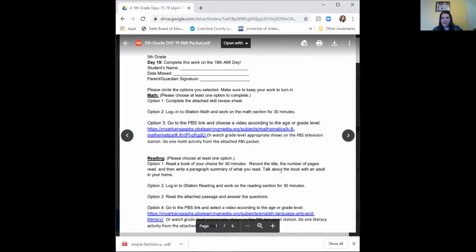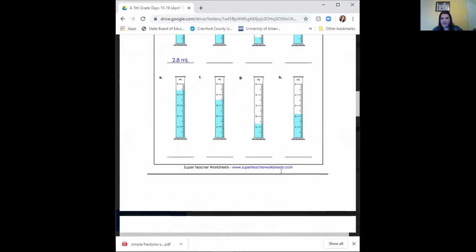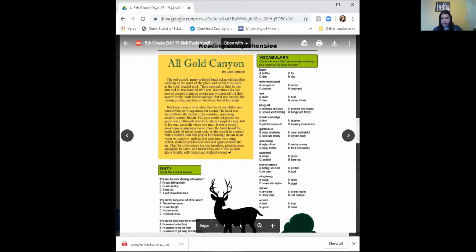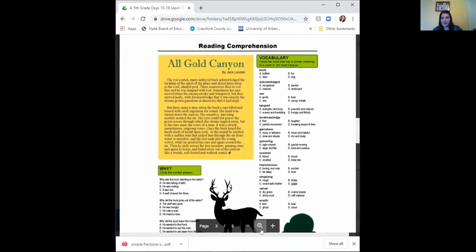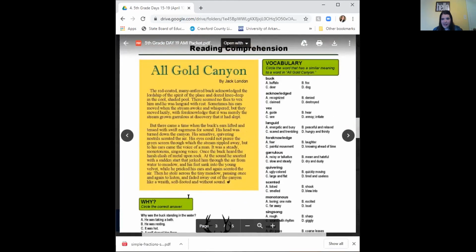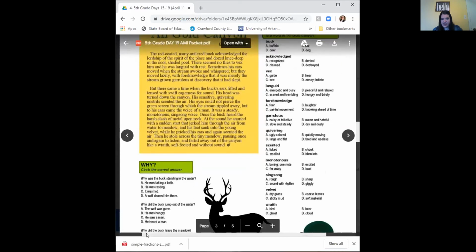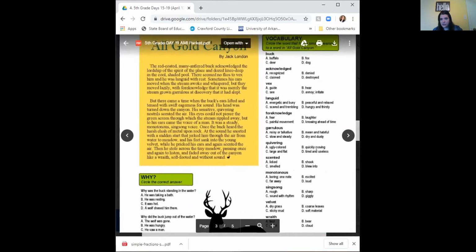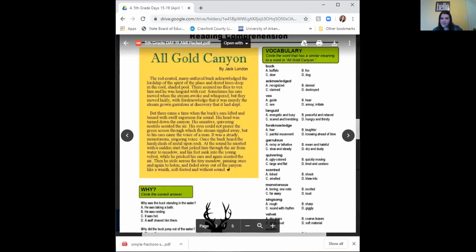There we go. So now we're on today. I'm going to scroll down to your reading passage for today. Today is a reading comprehension passage, and it's called All Gold Canyon by Jack London. You'll read this little paragraph here about All Gold Canyon, and then it gives you some multiple choice questions to answer. There's some right here and then some over here for vocabulary on the side.